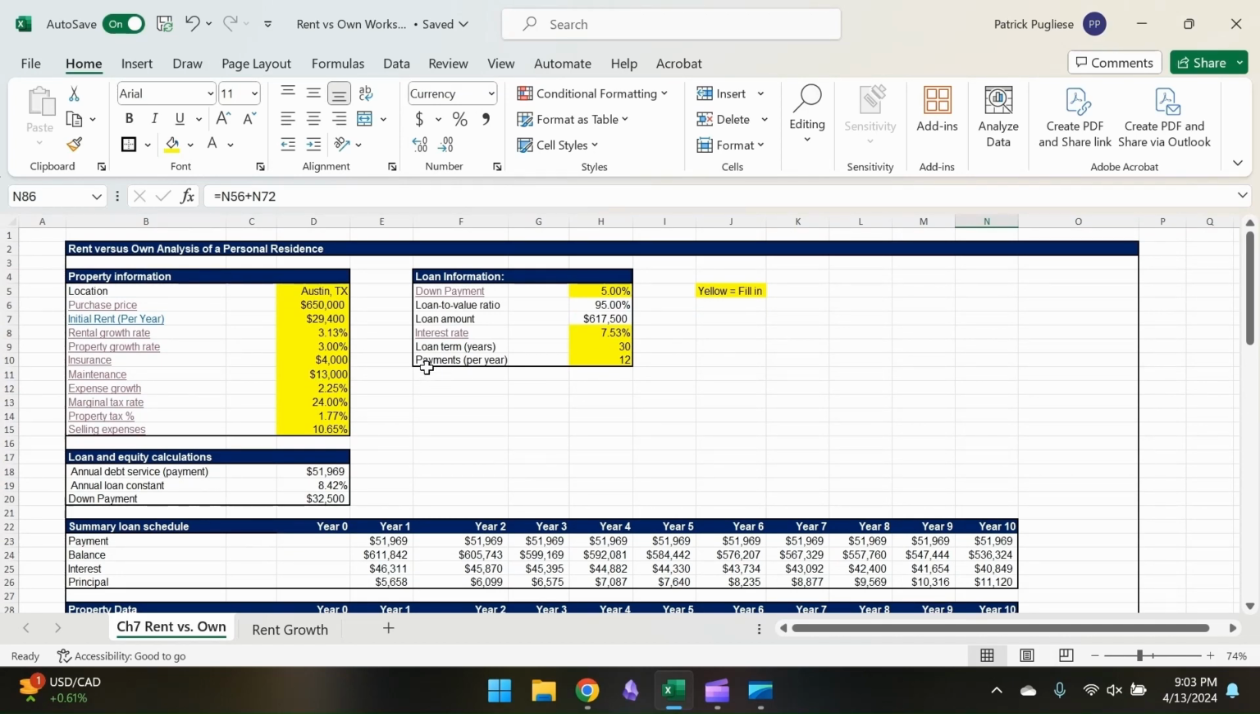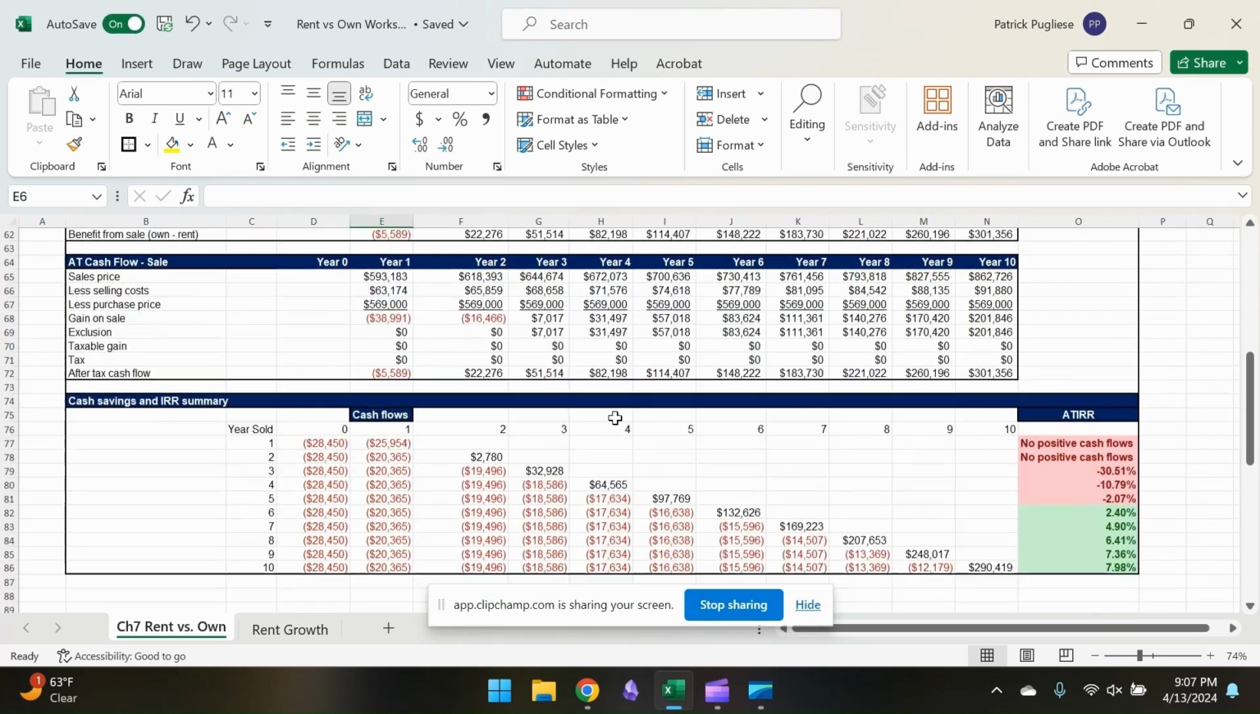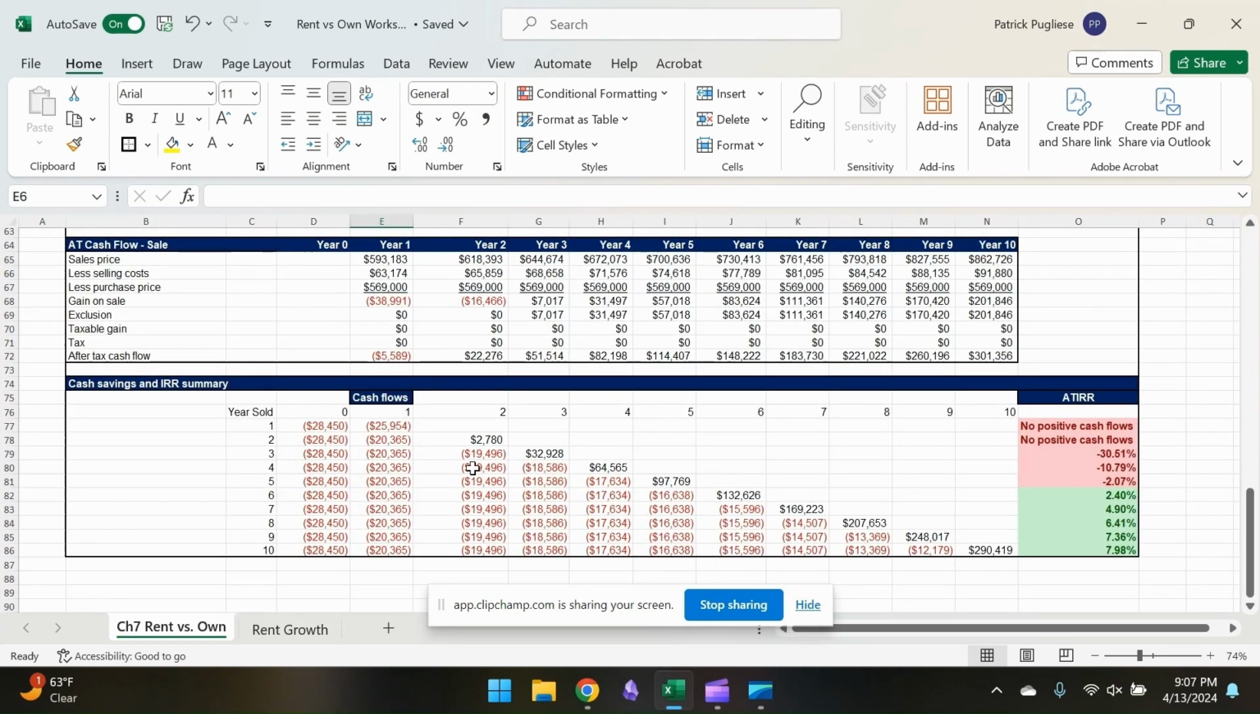Let's try another example. So now I filled this in for Tampa. See all the numbers here that we filled in? Let's look at the results. So this one's a little bit different. Again, pretty negative in the beginning, but let's say we turn positive in year 6 here, we actually get a positive return.